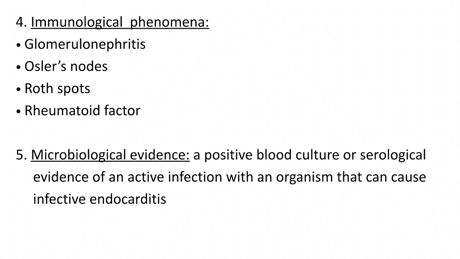The fourth minor criterion is the presence of immunological phenomena. Here the antigen-antibody reactions take place and the antigen-antibody complexes get deposited in the organs, like the presence of glomerulonephritis, Osler's nodes, Roth spots, and rheumatoid factor positivity.